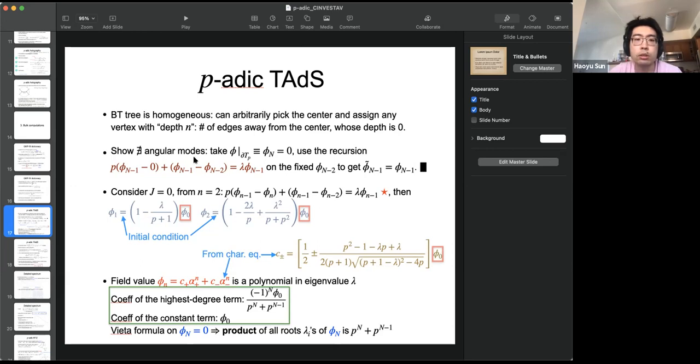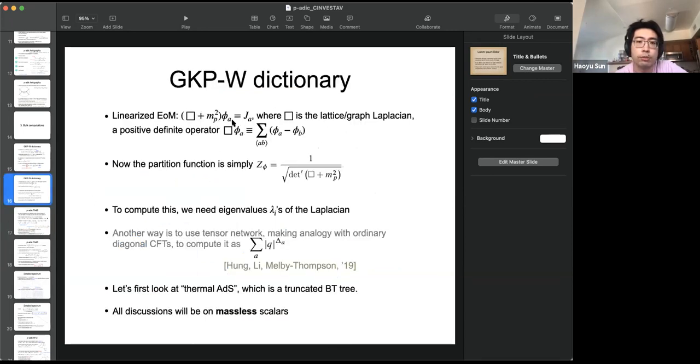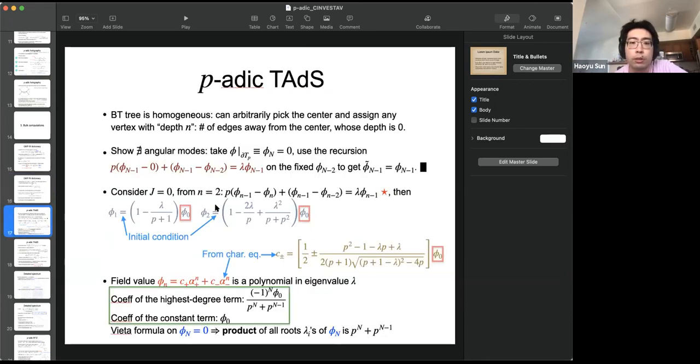And we can show that there are no angular modes in this thermal ADS space. To show this, we just take the boundary field value to be 0, and then we use the following recursion relation derived from the definition of the Laplacian, and move backwards from the boundary to the center. If we look at the fixed field value at depth n-2, we get the following equality. The tilde means the phi is on a different branch from the phi. So we get isotropic field values around the BD tree.